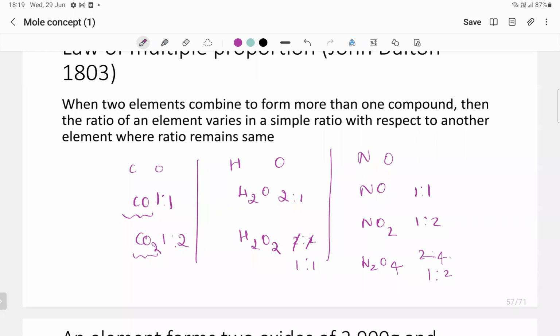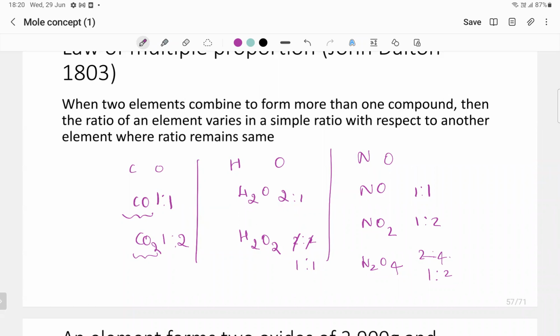When two elements combine to form more than one compound, I have combined two elements. You can see more than one compound, here 2, there are still many compound formations, and here 2, here 3, more than one compound. Then the ratio of the elements varies in a simple ratio. You can see both the ratios are varying. This is 1:1, this is 1:2. The same ratio is in the other compound, varying with respect to the other element's ratio. So here you can see everywhere the ratio is varying. Clear with this one? Any doubt?